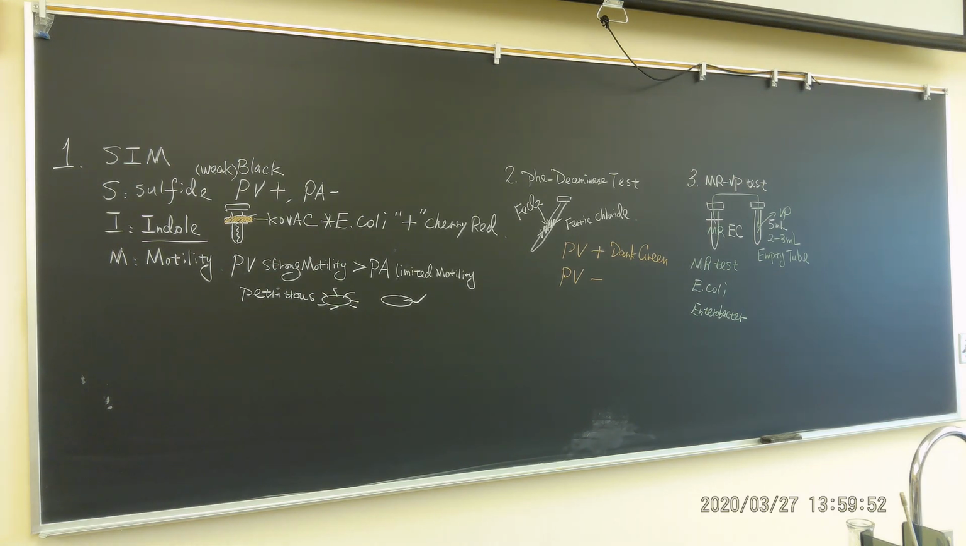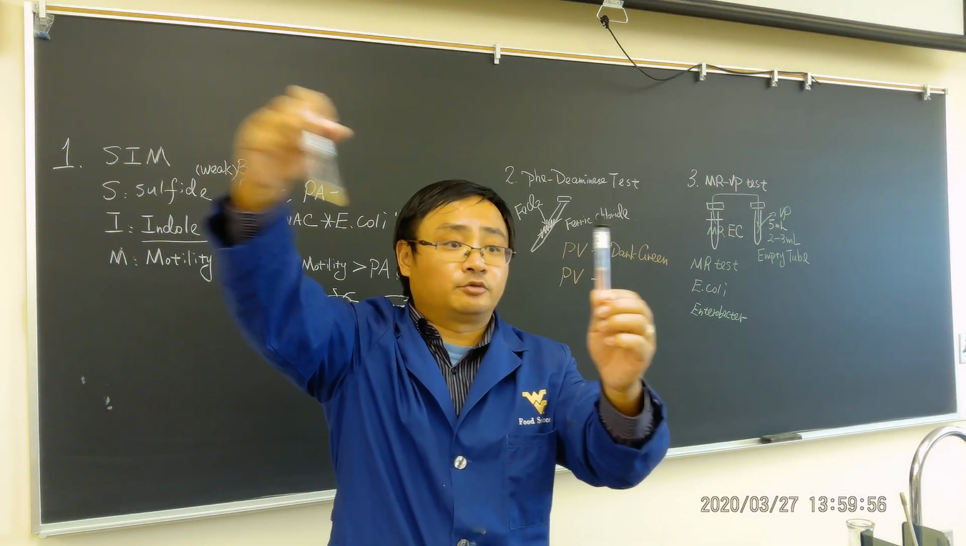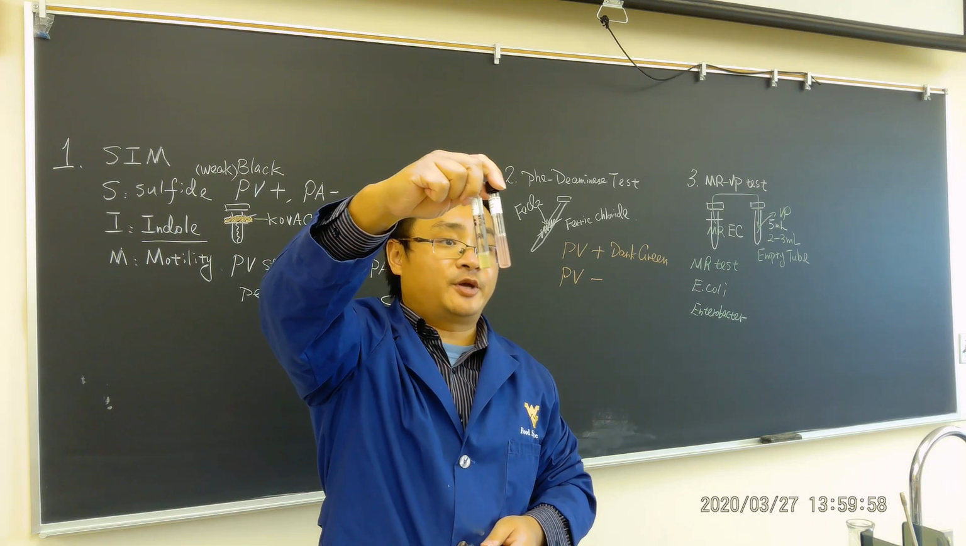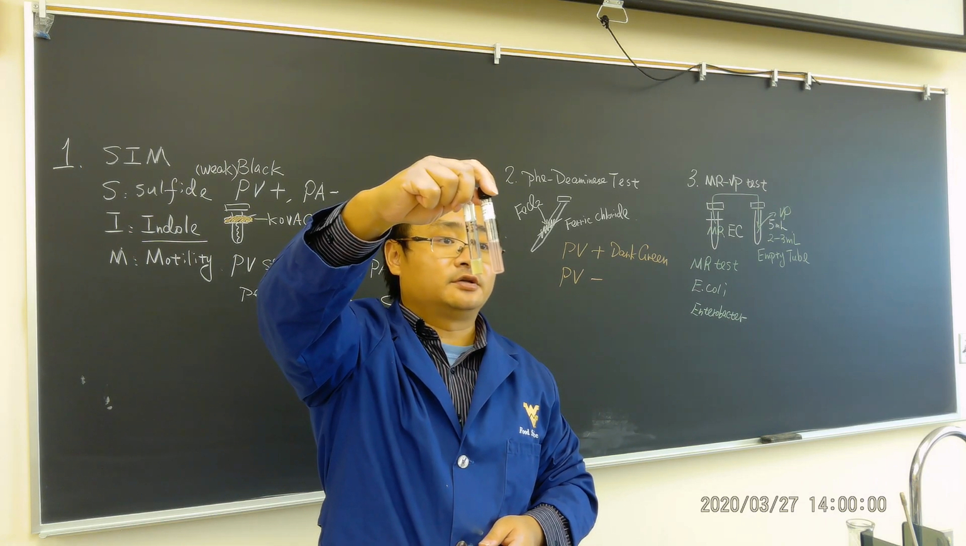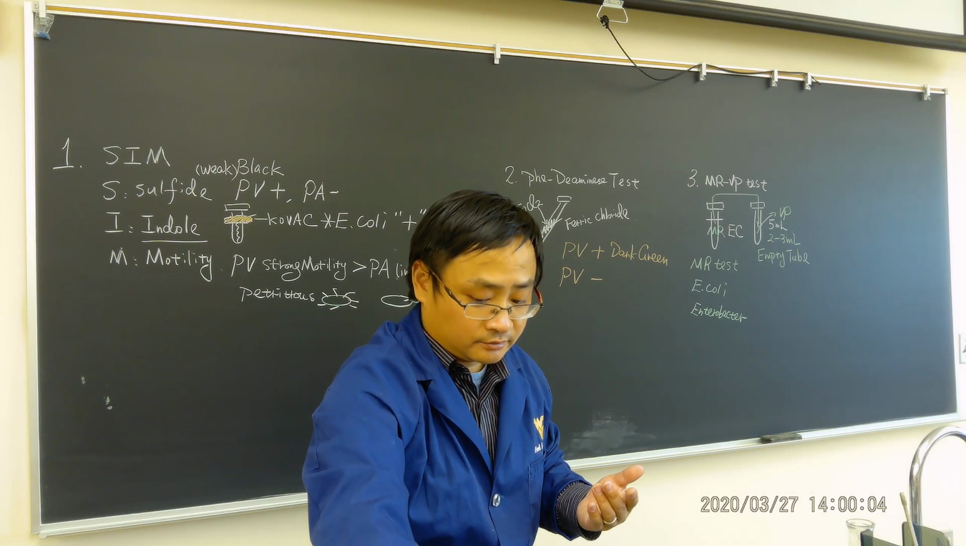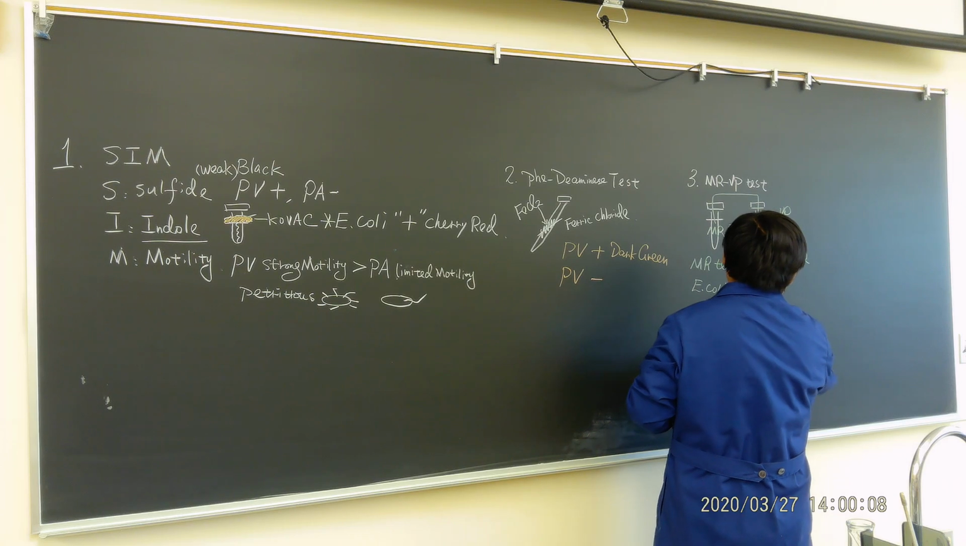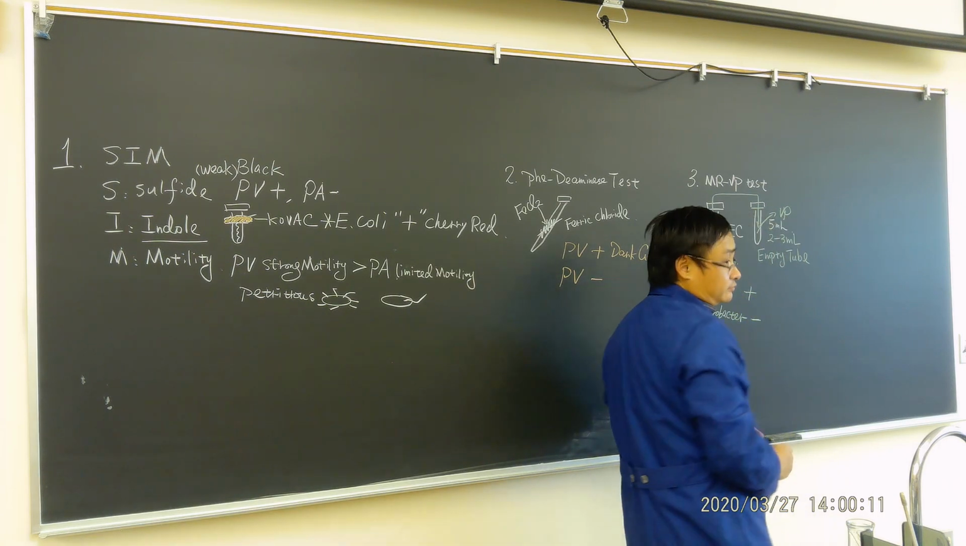Can you see the difference? This is E. coli and this is Enterobacter. What's the difference? E. coli is pink and the Enterobacter is colorless. So what that means, E. coli is MR test positive, Enterobacter is negative.